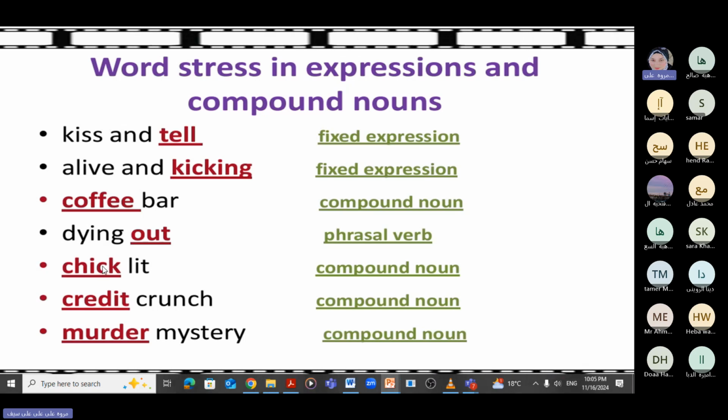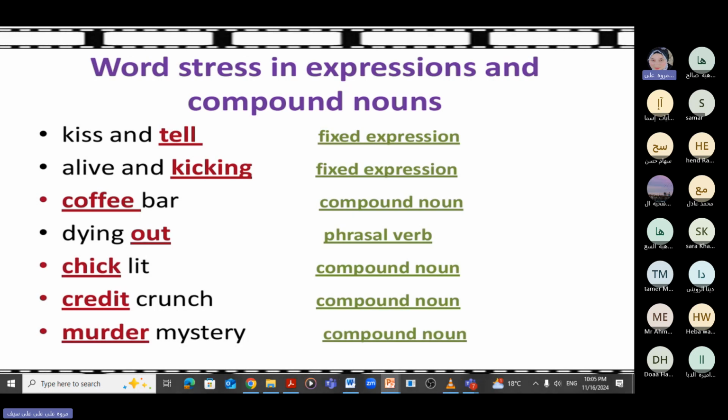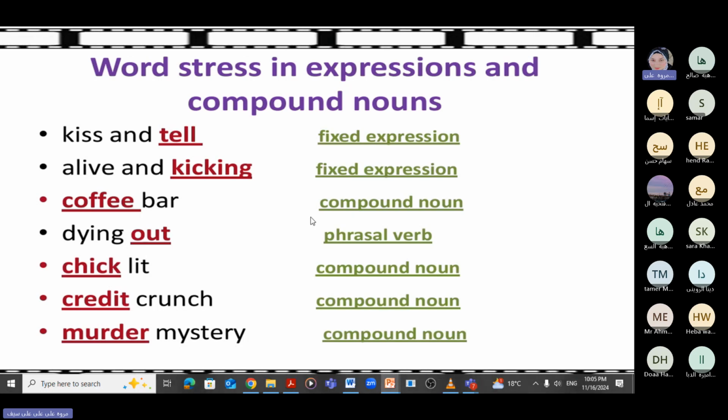We are trying to infer or generalize rules for this, okay? Credit crunch is a compound noun. The stress is on the first word. Murder mystery, compound noun, the stress is on the first word. But in the phrasal verb, the stress is on the preposition, the second part. So we can conclude that. I will show you this.